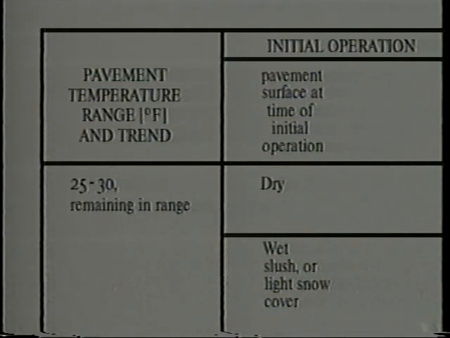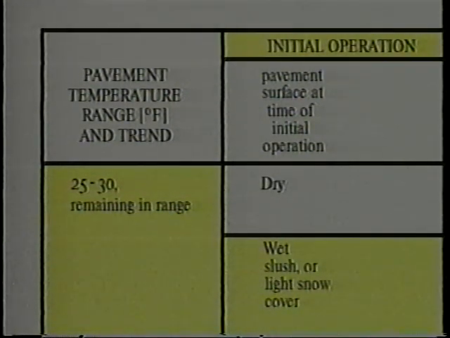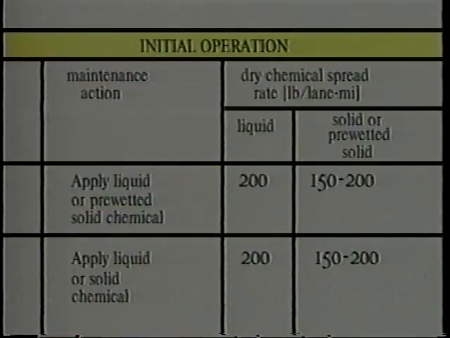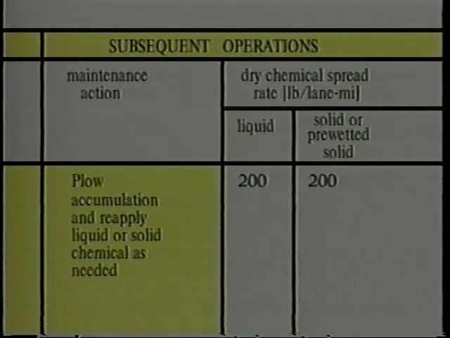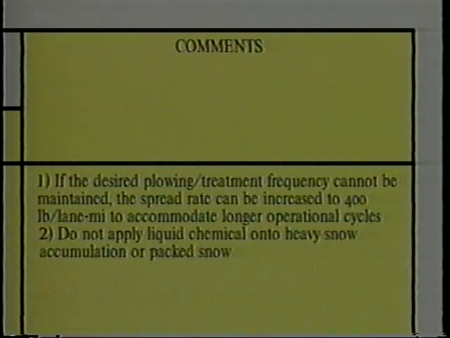For example, for a moderate or heavy snowstorm with the pavement temperature between 25 and 30 degrees Fahrenheit and the pavement surface wet, slush, or covered with light snow at the time of the initial operation, a liquid should be applied at a rate of 200 or a solid chemical at a rate of 150 to 200 pounds of solids per lane mile. Subsequent operations would consist of plowing any accumulation off and reapplying liquid or solid chemical as needed at 200 pounds of solids per lane mile. If the desired plowing treatment frequency cannot be maintained, the application rate can be increased to 400 pounds per lane mile to accommodate longer operational cycles. Do not apply liquid chemicals onto thick snow accumulation or packed snow.